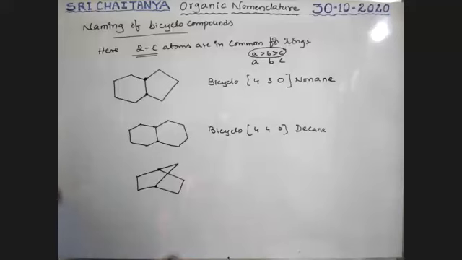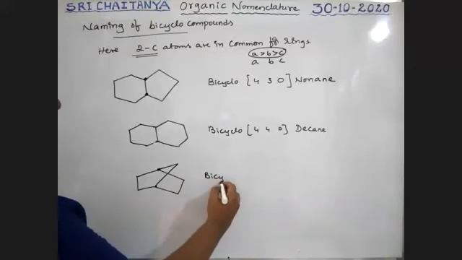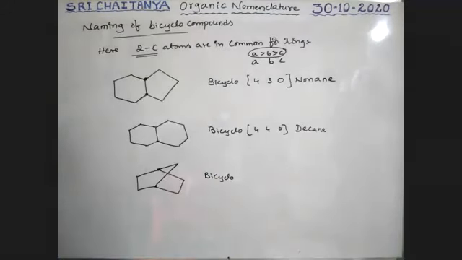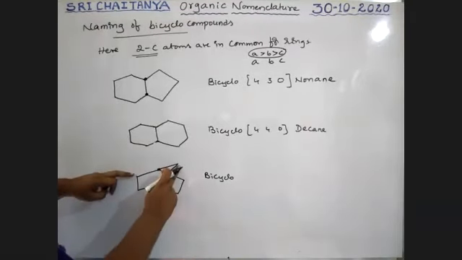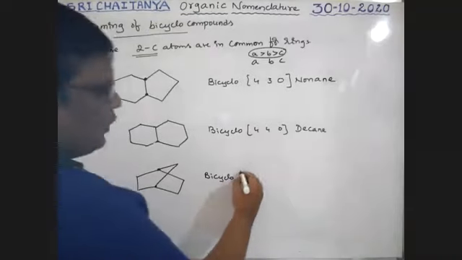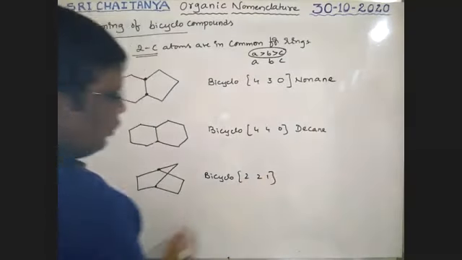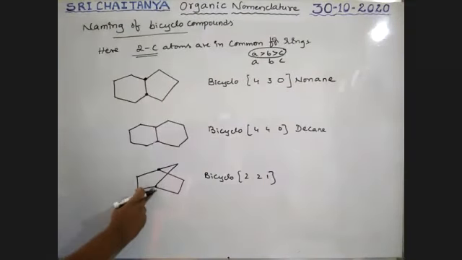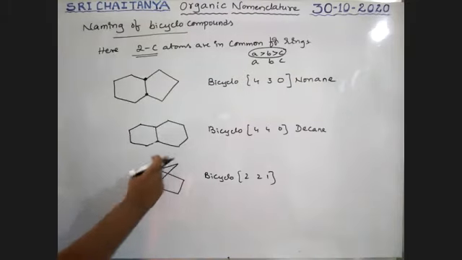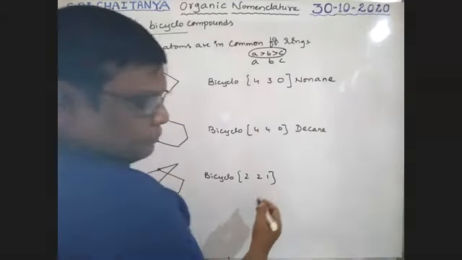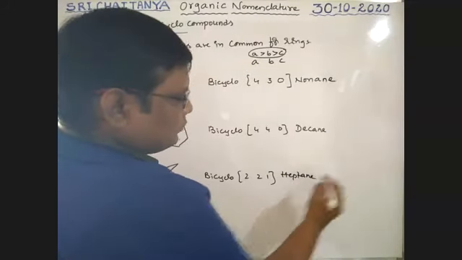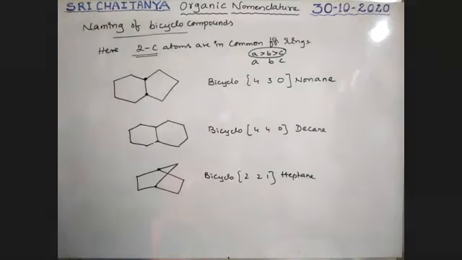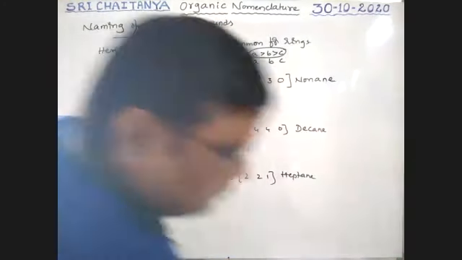Okay. Now what is the name? Bicyclo 2, 2, 1. Total carbons now 1, 2, 3, 4, 5, 6, 7, and heptane. Yes. Let us discuss one more.